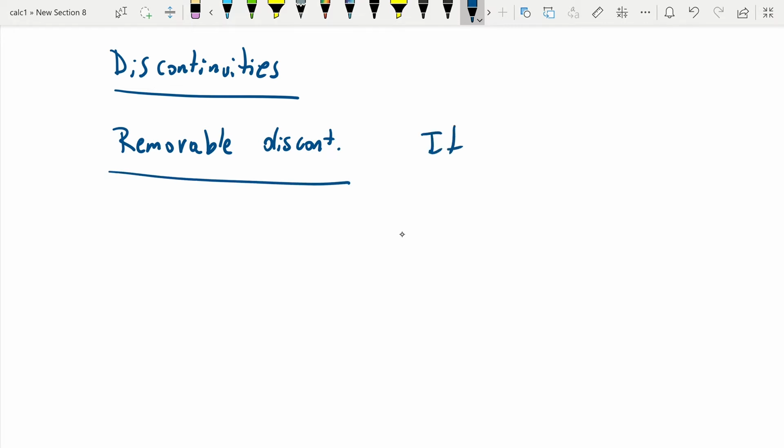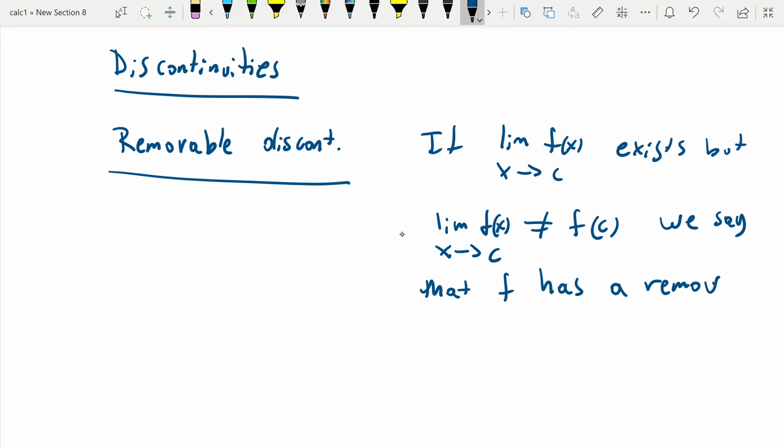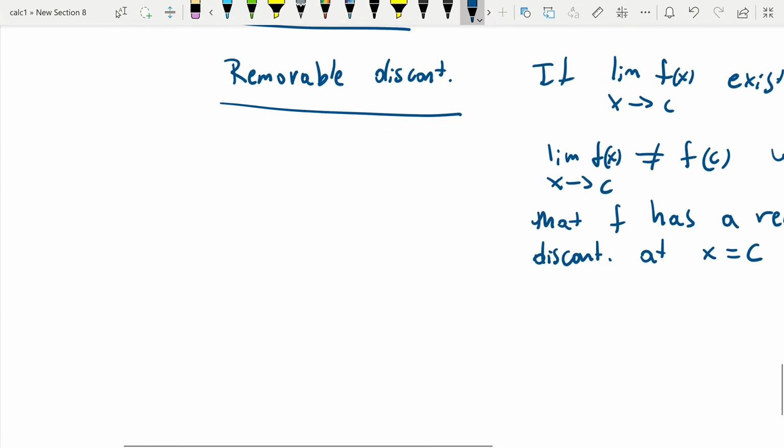What does this mean? If the limit of f of x as x approaches c exists, but the limit of f of x as x approaches c is not equal to the value of the function, we say that f has a removable discontinuity at x equals c. So what is the idea?